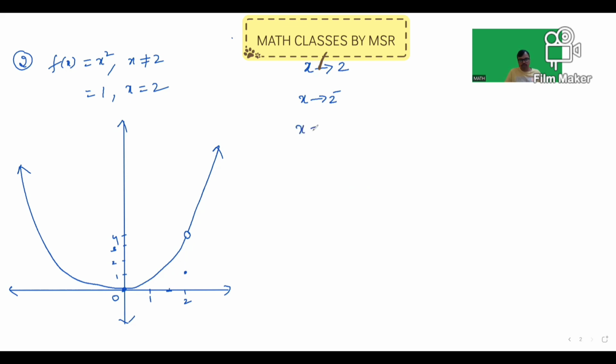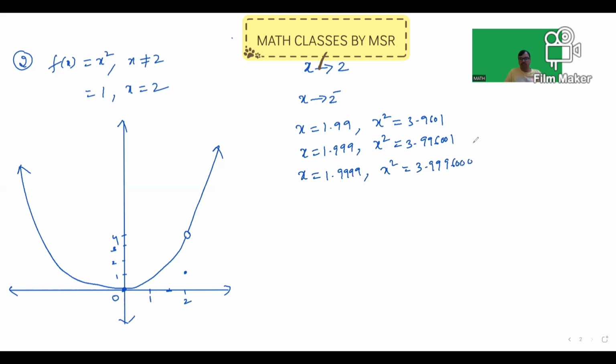Suppose x value is 1.99. What about the x square value? I already calculated that, it is 3.9601. If x is 1.999, then x square is 3.996001. When x value is 1.9999, x square value is 3.99960001, and so on. Suppose this is from the left.